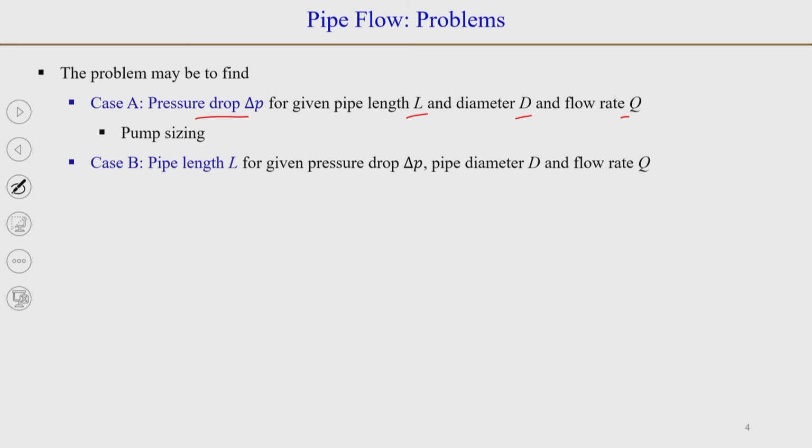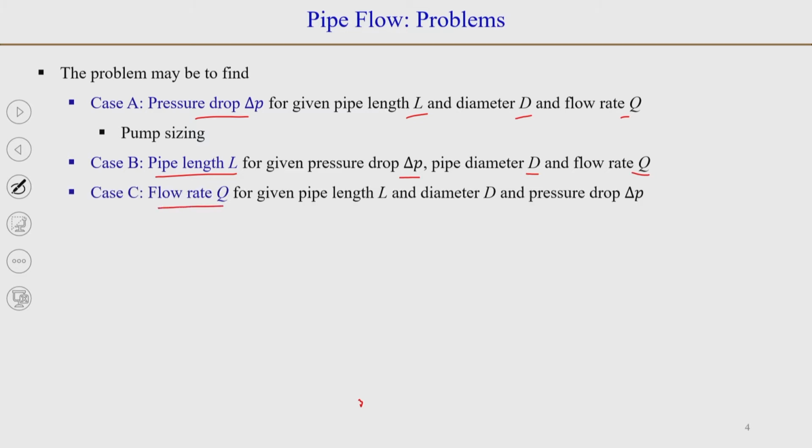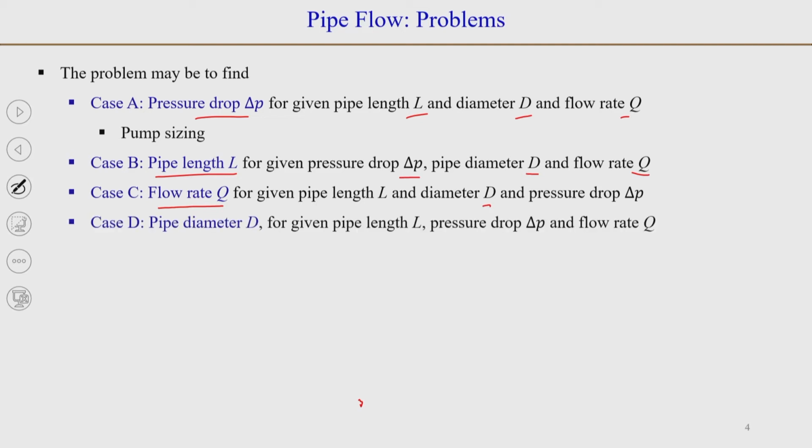The other type of problem might be that you do not know the pipe length, but you know what kind of pump you are going to use, you know delta P, the pipe diameter and the flow rate. So, you might need to calculate in some cases the length of a pipe, that is another problem. Then the next problem might be finding out the flow rate. So, for a given pipe length, diameter and pressure drop, we need to find the flow rate. And the fourth one, the pipe diameter is unknown.